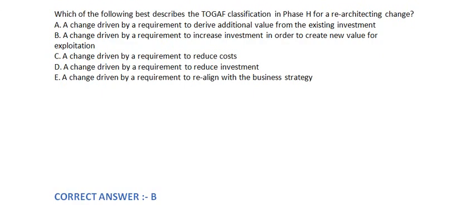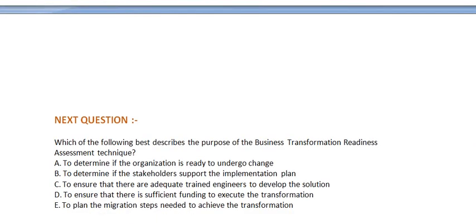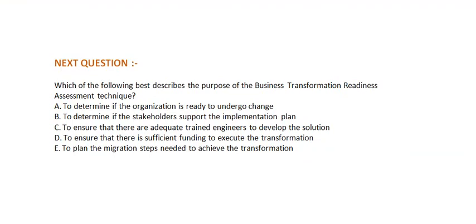The correct answer is option B. Next question is, which of the following best describes the purpose of the business transformation readiness assessment technique? Option A, to determine if the organization is ready to undergo change. Option B, to determine if the stakeholders support the implementation plan. Option C, to ensure that there are adequate trained engineers to develop the solution. Option D, to ensure that there is sufficient funding to execute the transformation. And option E, to plan the migration steps needed to achieve the transformation.